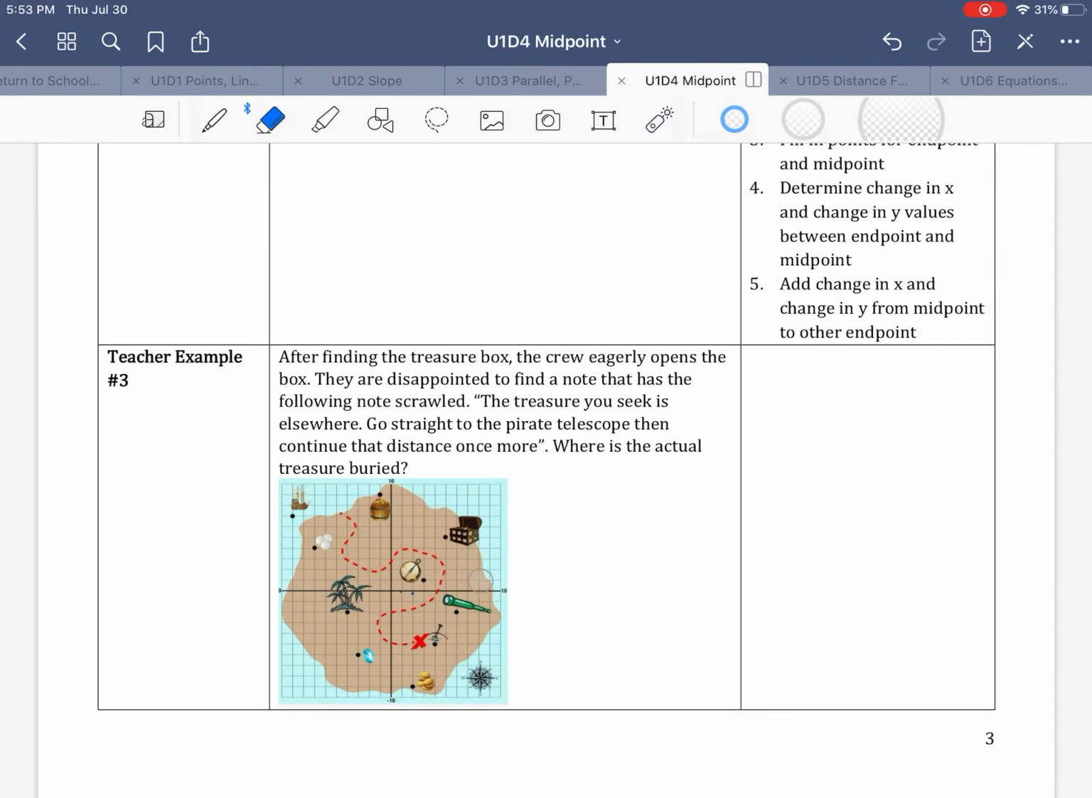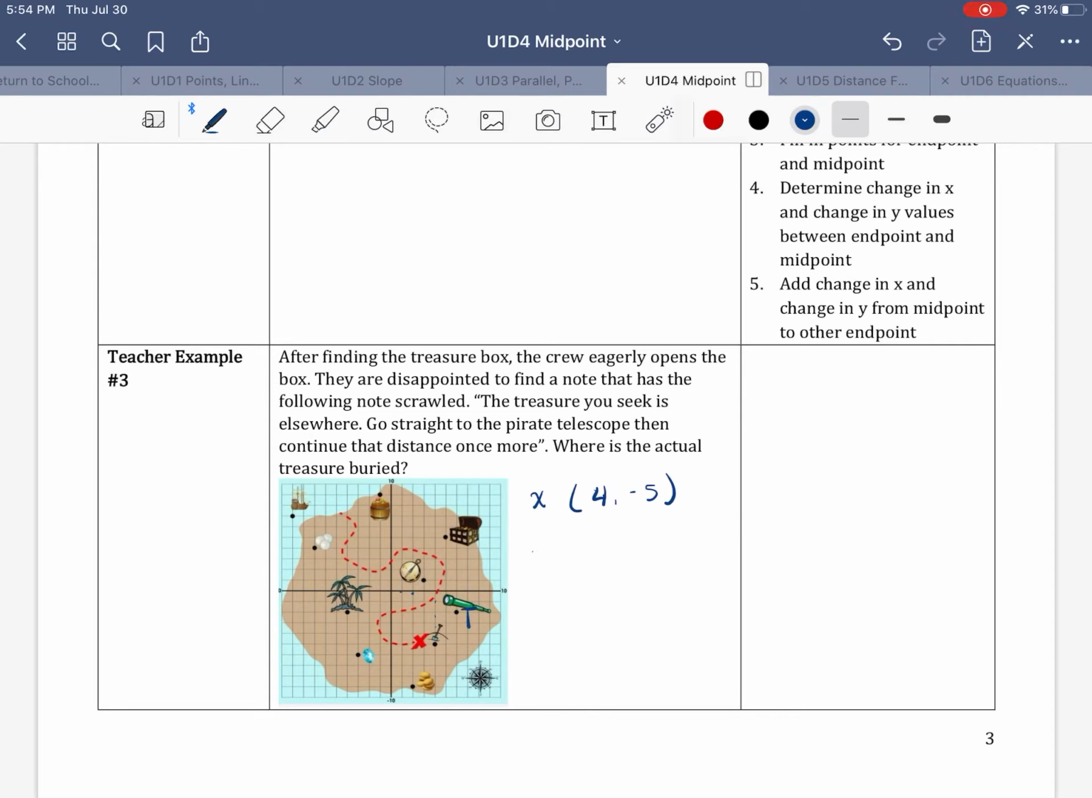In order to do that, we're going to need to figure out the coordinate points of wherever X marks the spot, as well as the pirate telescope. And then we know that the pirate telescope is the midpoint, right? Because we have to go that same distance again. Then we can use the same strategy that we used in our second teacher example to figure out where the treasure is actually buried. So here, X marks the spot. We have 1, 2, 3, 4, and then we go 1, 2, 3, 4, 5. So X is at 4, -5.